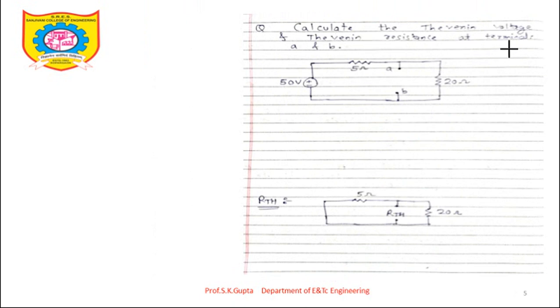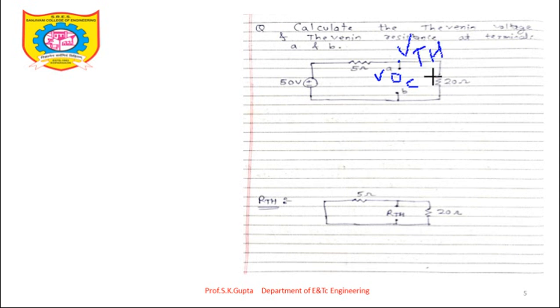Calculate the Thevenin voltage and Thevenin resistance at terminals A and B. So I have to calculate this open circuit voltage over here, VOC, the open circuit voltage, which is VTH, and I have to calculate RTH. Okay, so first I will calculate the Thevenin voltage. So I have to calculate the open circuit voltage across this terminal. So here is the voltage VTH.